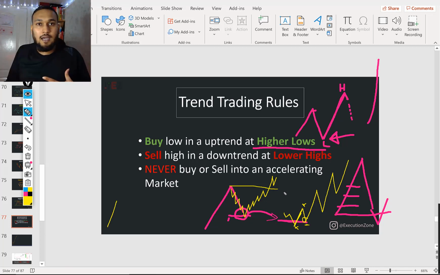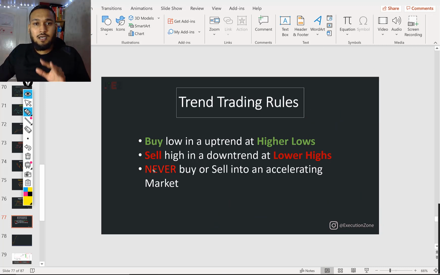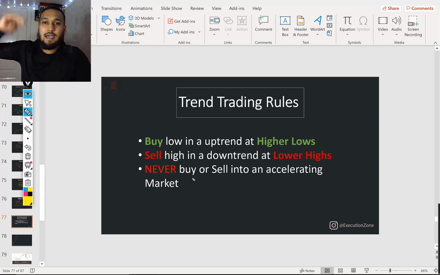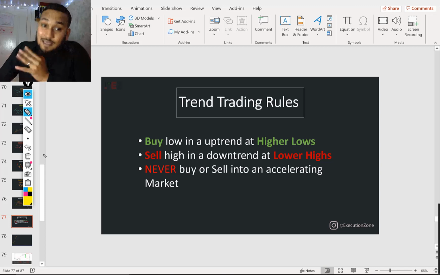Where the markets are going down, most people are losing money. So this is: buy as low as you can, at higher lows in an uptrend. Now sell as high as you can in a downtrend, at lower highs. Same thing, guys: lower lows, lower highs.